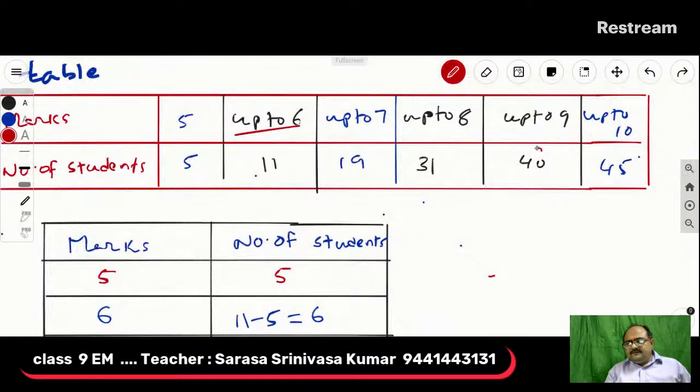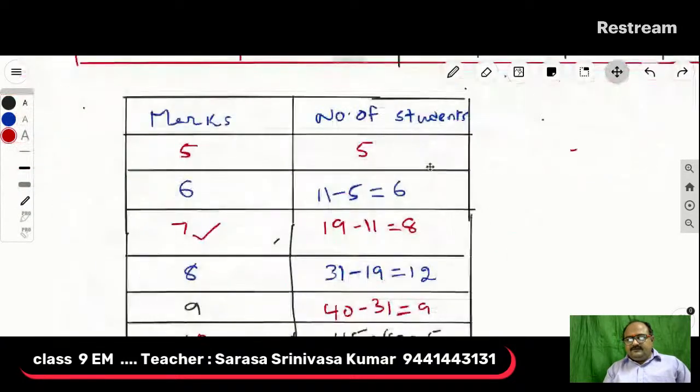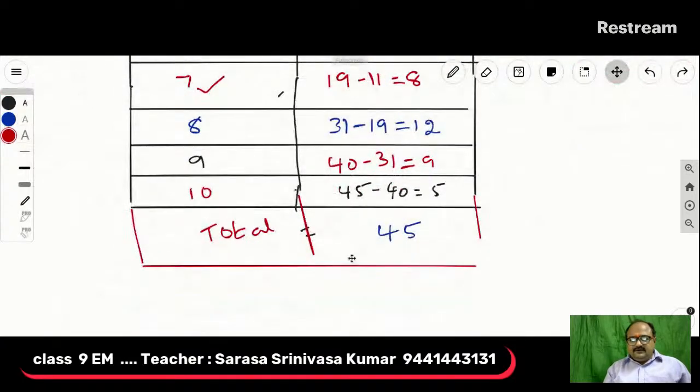Next, frequency of 9 marks. To find the frequency of 9 marks, 40 minus 31. That is 9. Frequency of 10 marks, that is how many students got 10 marks: 45 minus 40. This is how we find the frequencies, and we write the required frequency distribution table. Now we consider the next problem.